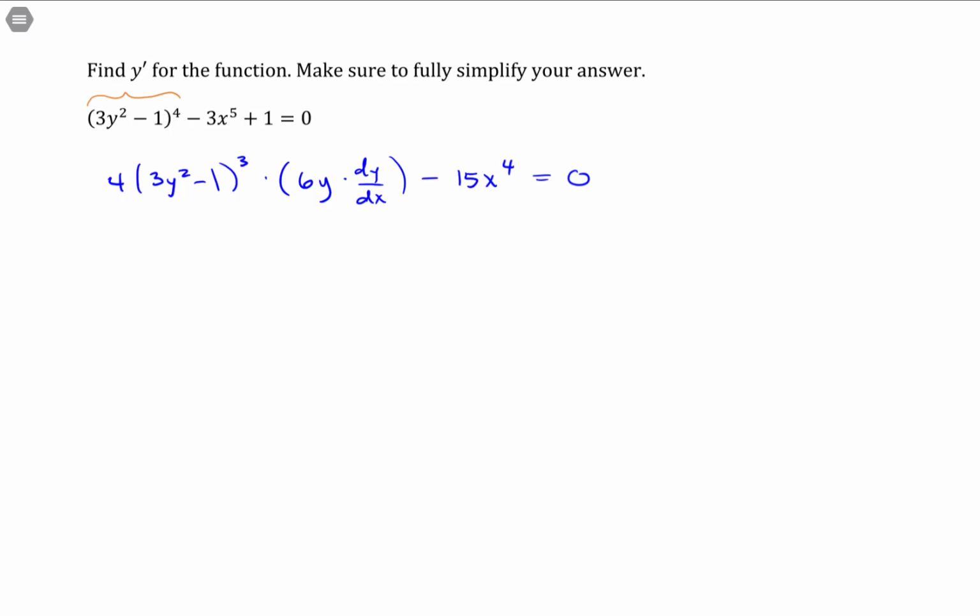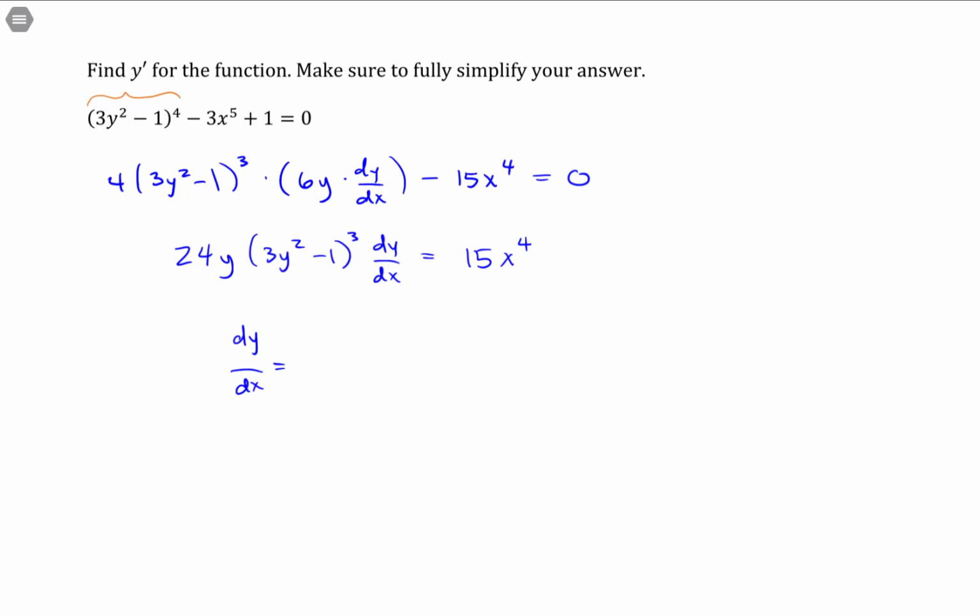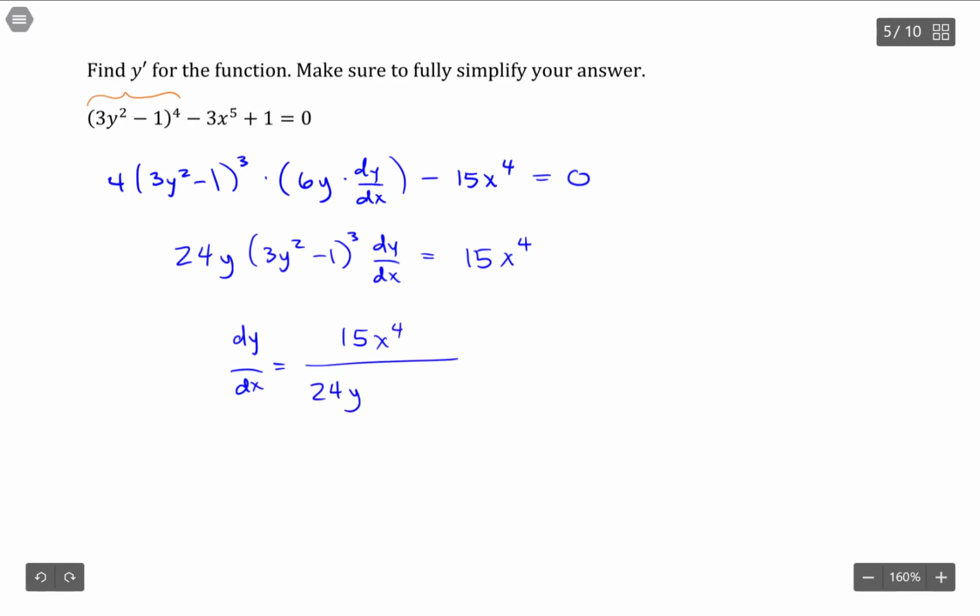So let's see, I could take 6 and 4, multiply that, make this 24y times 3y squared minus 1 to the third, dy dx equals 15x to the fourth, just bringing the negative 15x to the fourth to the other side by adding it over. And lastly, I can get dy dx by itself by dividing 24y times the quantity 3y squared minus 1 cubed over. So 15x to the fourth all over 24y times 3y squared minus 1.